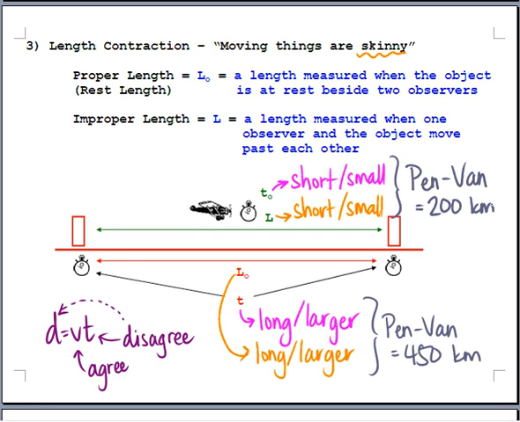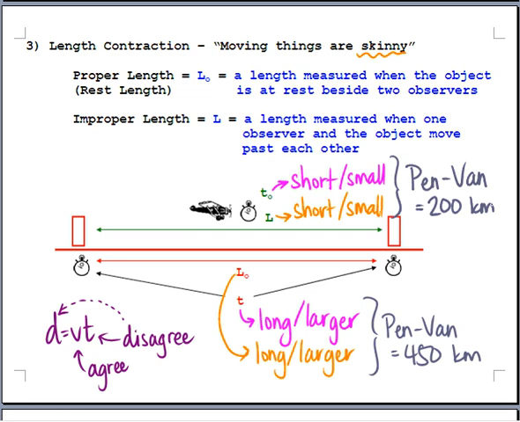Now, this disagreement is real, right? If you could go that fast, the distances would actually shrink for the single moving clock. So it's not that the person going fast thinks they only traveled 200 kilometers. They did travel 200 kilometers. And it's not that the people who went slowly or walked think it's 450 kilometers. It is 450 kilometers.